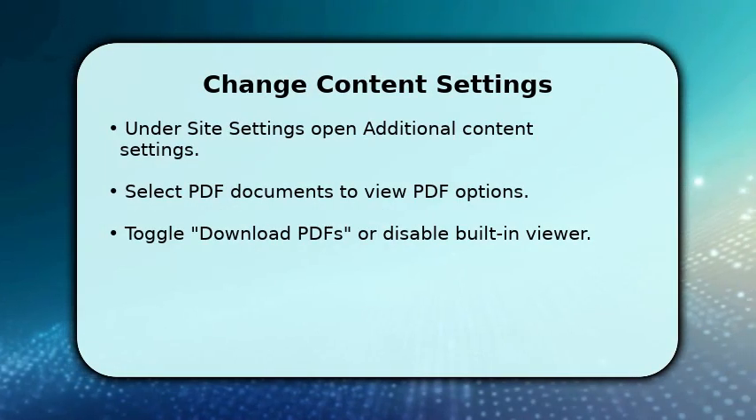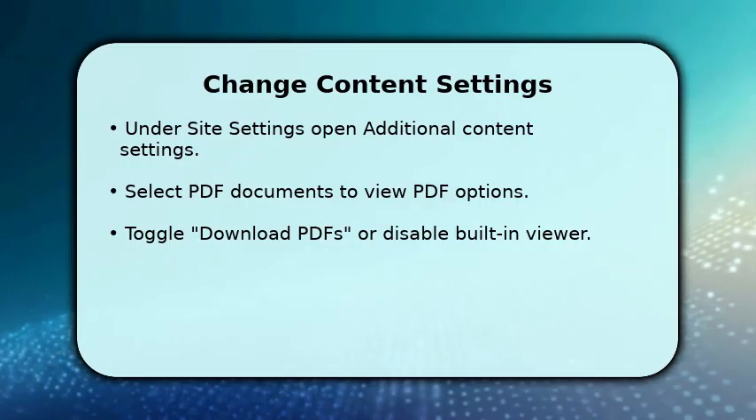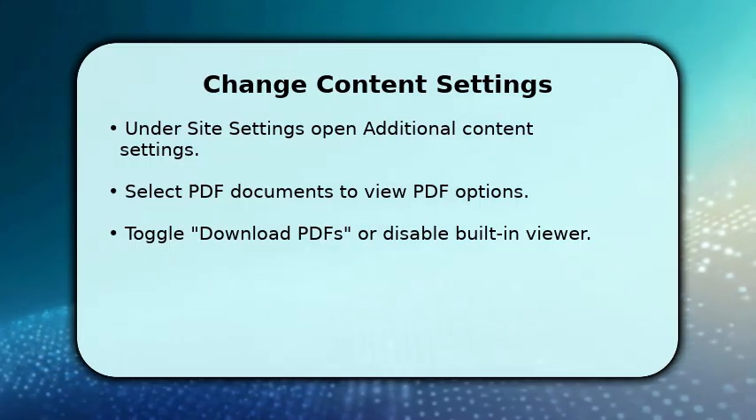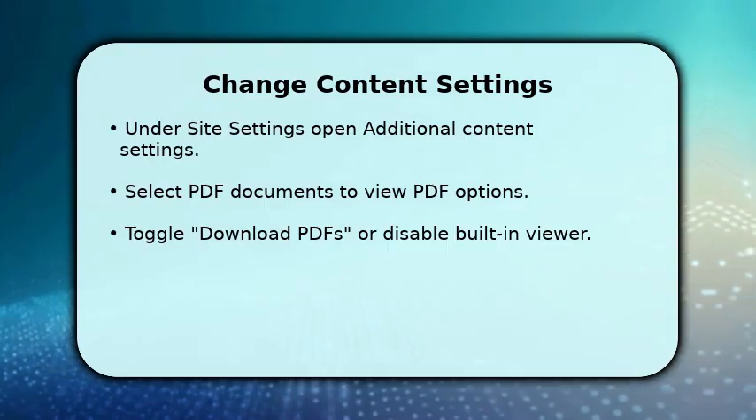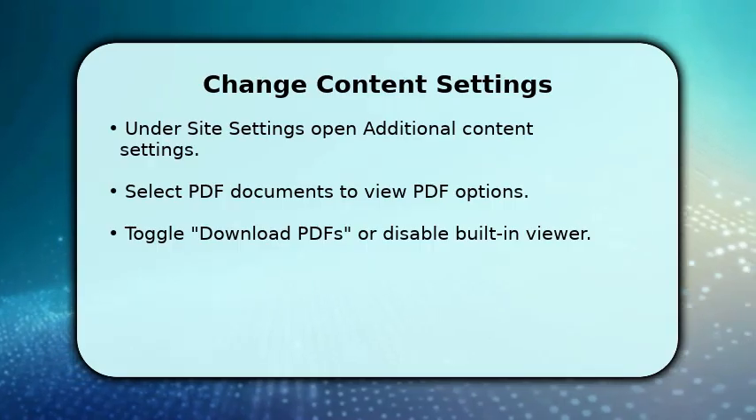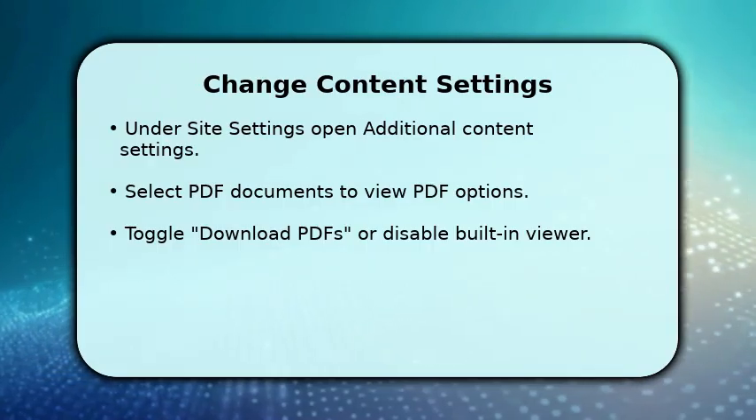Now navigate into Site Settings and open Additional Content Settings so you can access PDF behavior directly. Select the PDF documents entry. This shows the option that controls whether Chrome uses its built-in viewer or forces downloads.